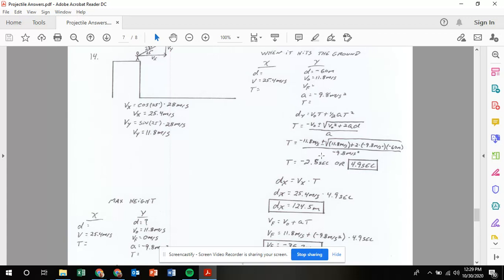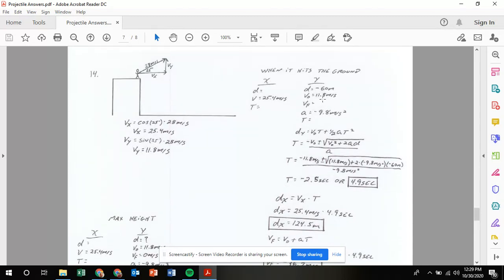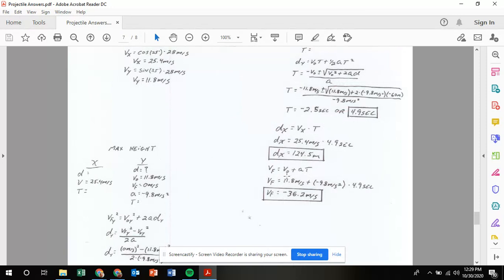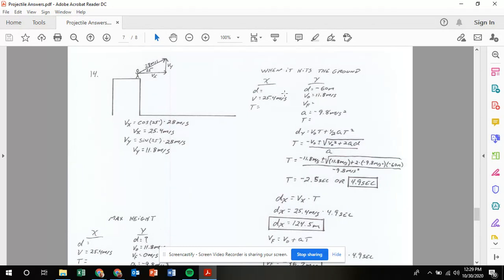Since we are looking for the velocity when this thing is going to hit the ground, I want the final velocity in the y direction, so I solve for that here in this column as well. The final velocity of the ball in the y direction when it gets to the ground is going to equal the initial velocity plus the acceleration multiplied by the time. We solved that right here in the beginning, and we wrote that in our initial velocity. So 11.8 meters per second for initial velocity, acceleration negative 9.8, and the time is 4.9 seconds. That tells us that the ball is going to be moving downward 36.2 meters per second when it gets to the ground. Don't forget, it will have this horizontal velocity of 25.4 as well.